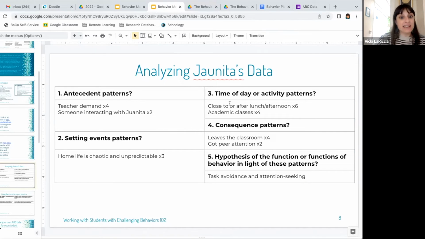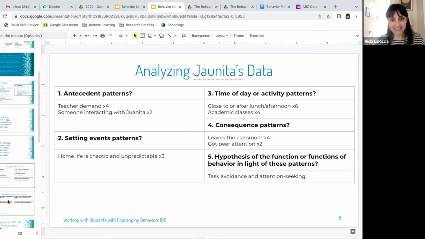Someone says yes, but a chaotic home can cause a person to be too tired. Everyone can react differently to that. But ultimately, maybe she's trying to escape from the demand because of the chaos at home. But it's still escape from a demand.